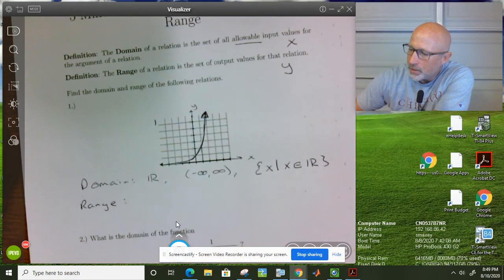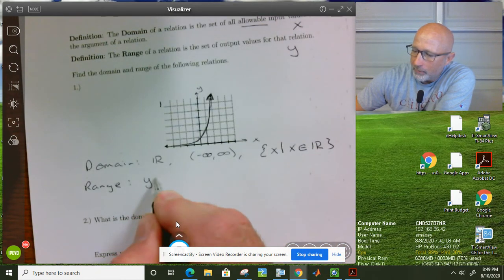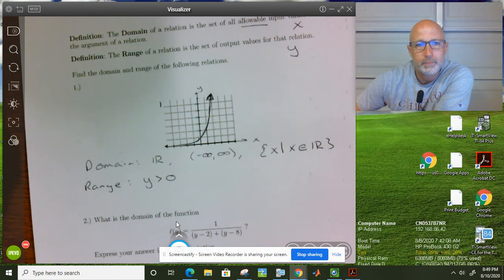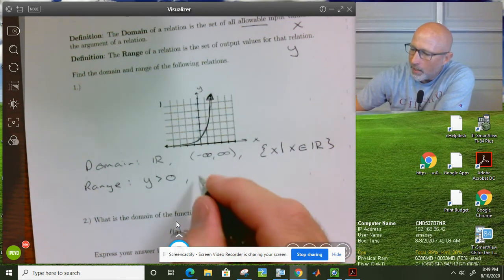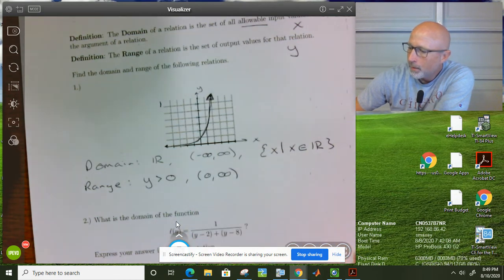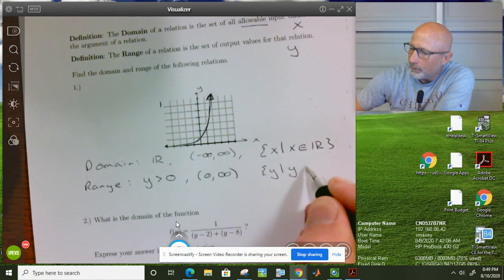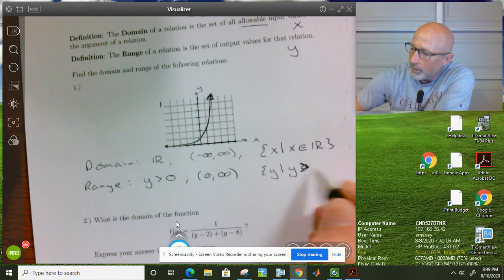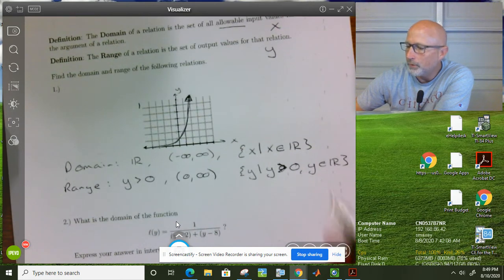So for the range, there are a couple of different ways you can write it. You could simply write it as y is greater than 0, so everything up above 0. You could write it as 0 to infinity, or you could write it as the set of y's such that y is greater than 0 and y is a real number. Okay, so three different ways you could write it.